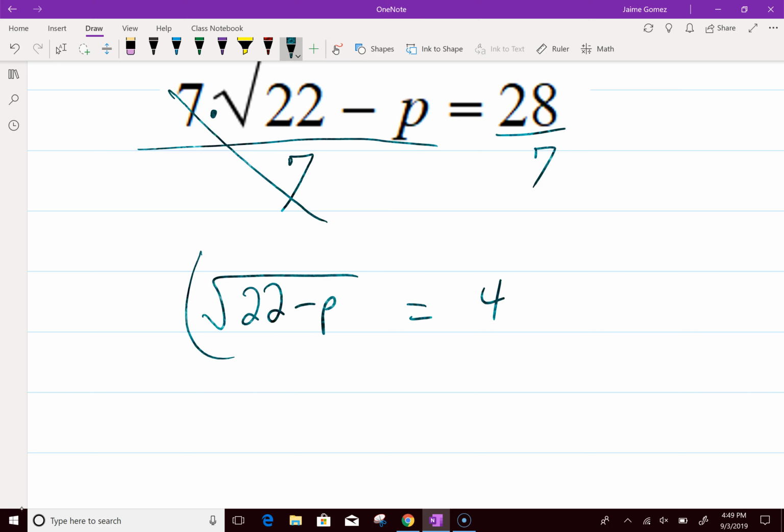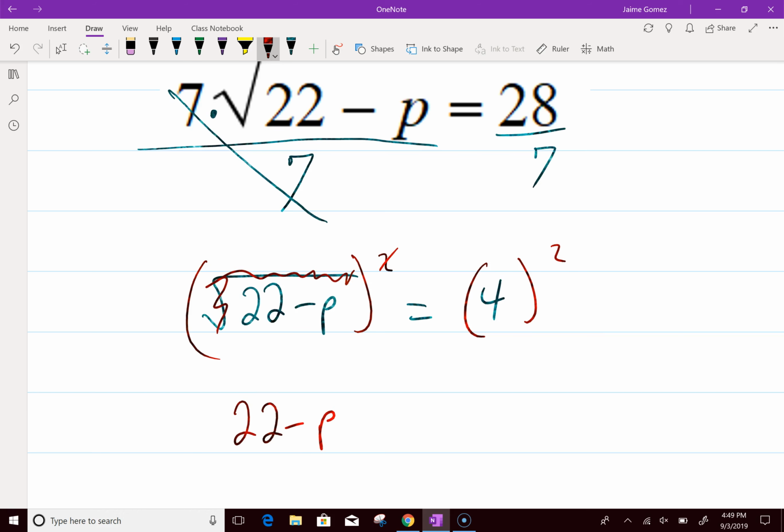So now you can get rid of the square root by doing parentheses 2. 22 minus the p. Remember, this 2 cancels all this. Is equal to 4 times 4, which is 16.